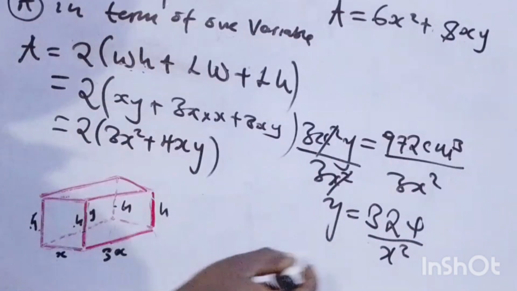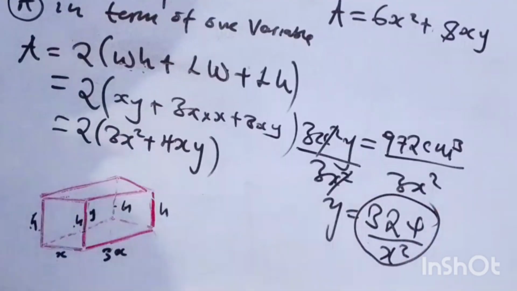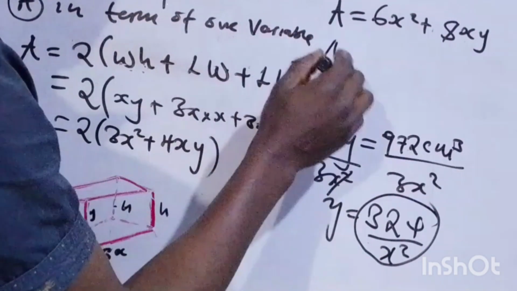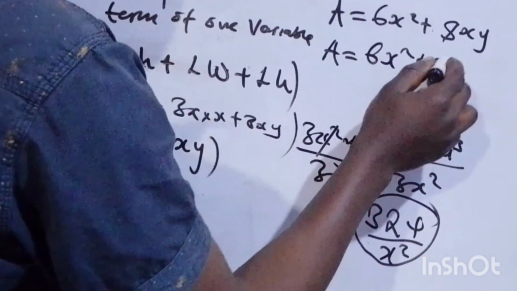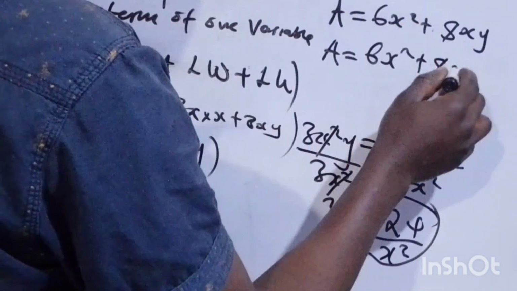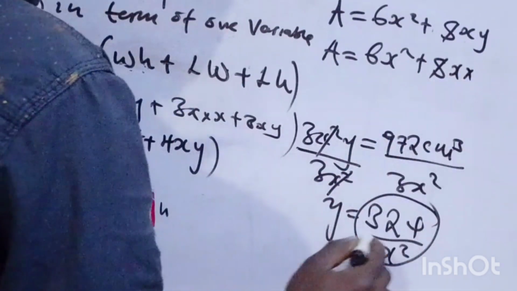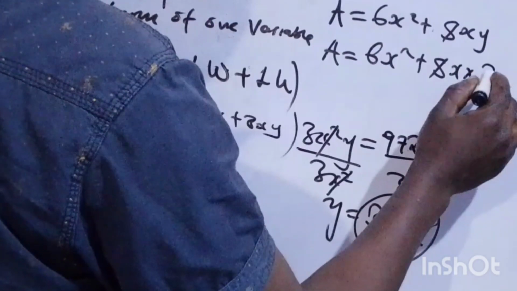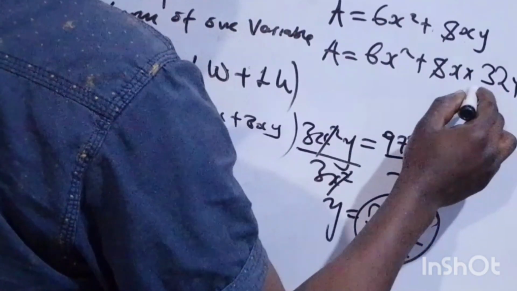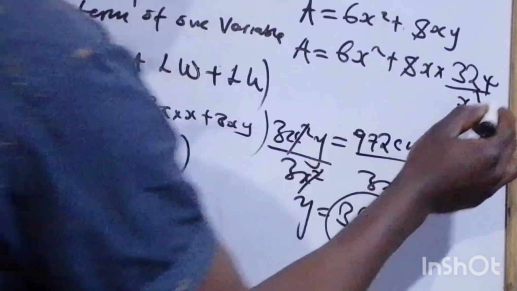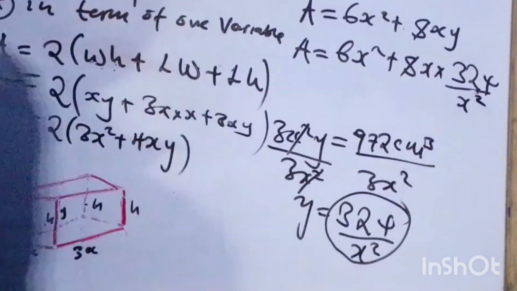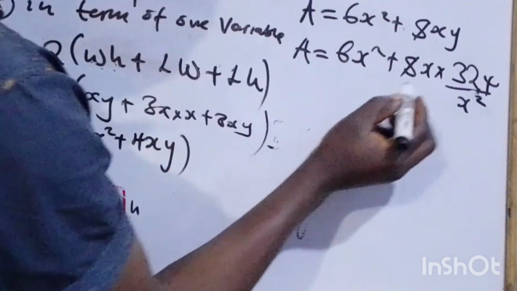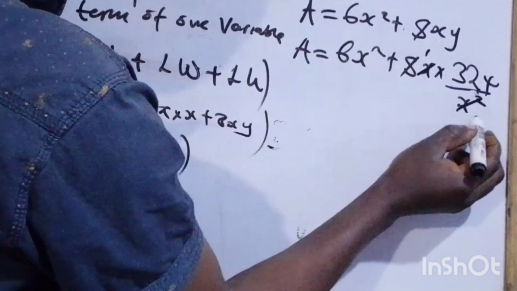Where there is y, you are going to substitute with this expression which we have generated from the volume, in which we are going to say area equals 6x squared plus 8x, then where this y is, you multiply by 324 over x squared, in which x here and x squared, you remain with x.